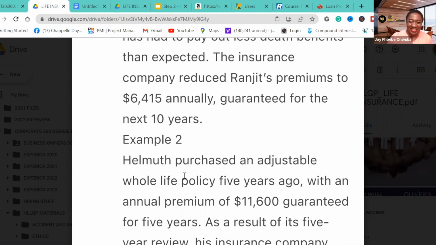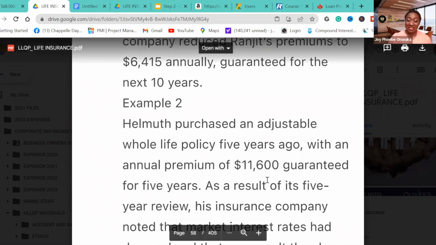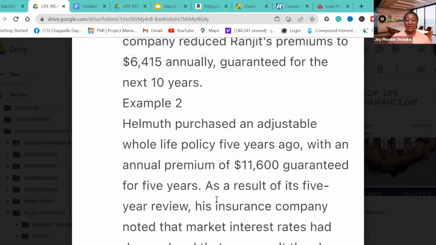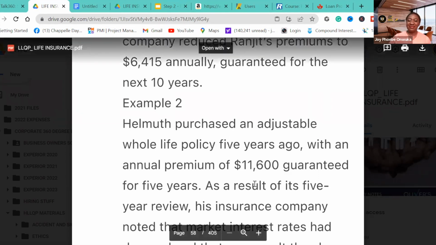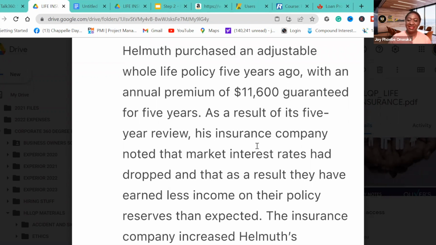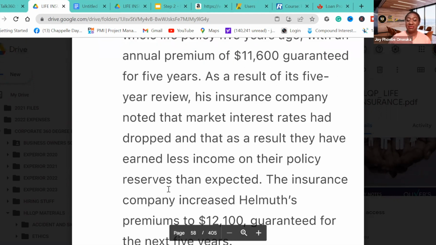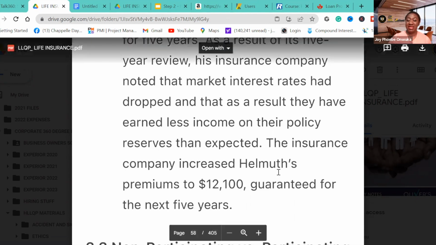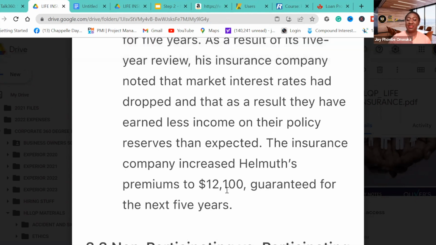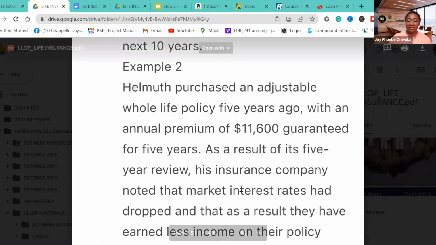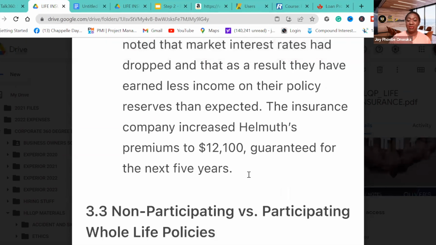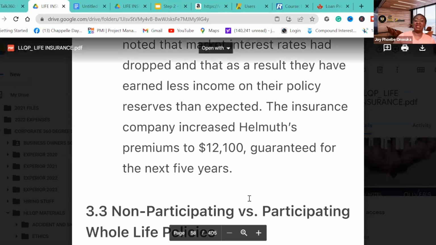Well, let's look at the second one. Helmut purchased an adjustable whole life policy 5 years ago with an annual premium of $11,600, guaranteed for 5 years. As a result of his 5-year review, his insurance company noted that market interest rates have dropped and that, as a result, they have earned less income on their policy reserves than expected. The insurance company increased Helmut's premium to $12,100. Imagine, from $11,600. Wow, that's an additional $500, guaranteed for the next 5 years.